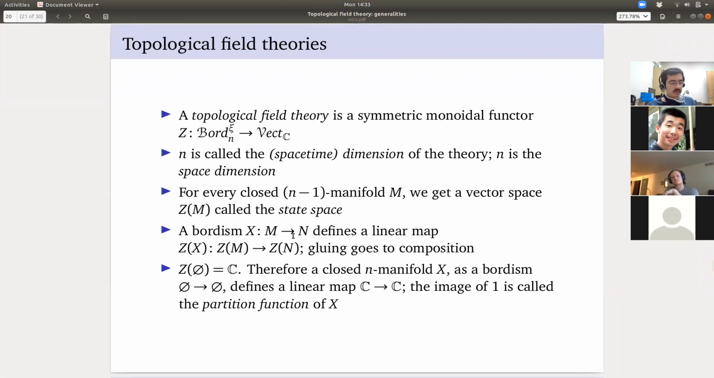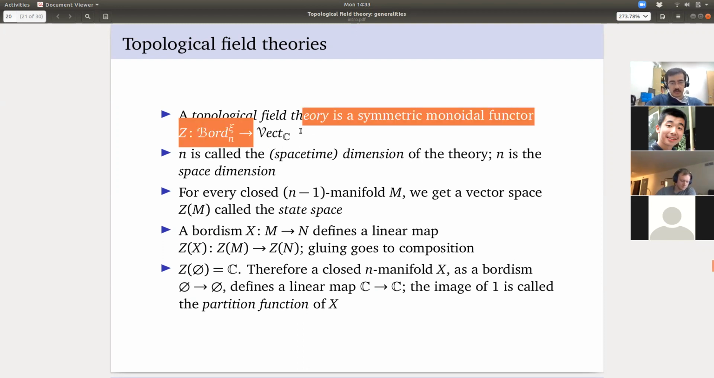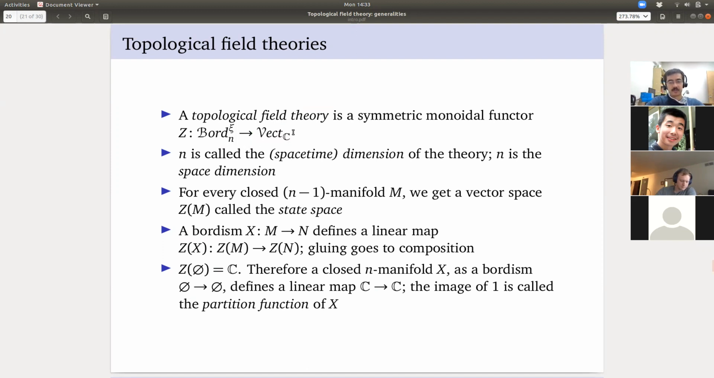And now, the moment we've all been waiting for. A topological field theory is a symmetric monoidal functor from the Bordism category to the category of complex vector spaces under tensor product. This is a very compact way of saying an extraordinary amount of information. Especially because, when I first read this definition, I was not so category minded. So let's unroll some of this stuff.